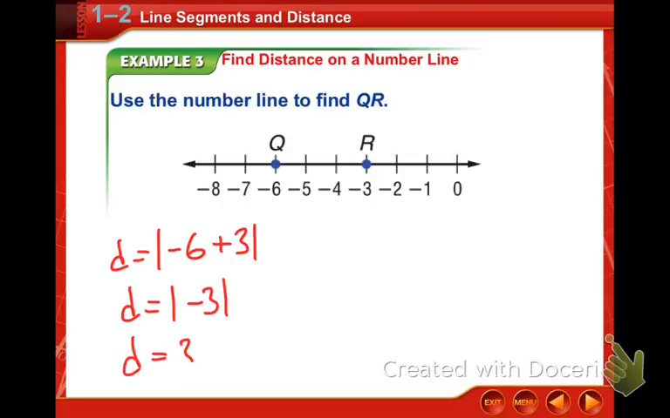So d is just equal to 3. And we don't have a unit because they are just on a number line. Fairly simple. Basically, whatever you have in the absolute value sign, you just get rid of the sign and you're good.